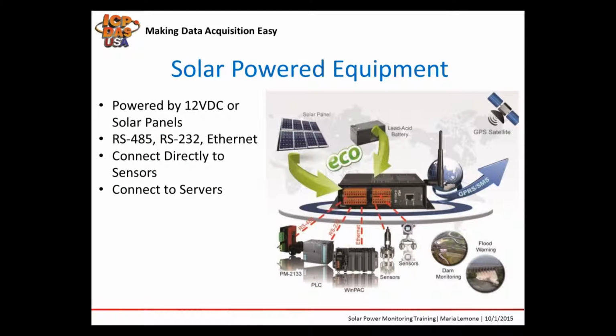Our equipment can be powered by 10 to 30 VDC, so you can power it directly with the 12 VDC from the solar panel. This is a C-language programmable controller that can be connected to your solar remote monitoring systems for passing the data back to a SCADA system over the cellular network.